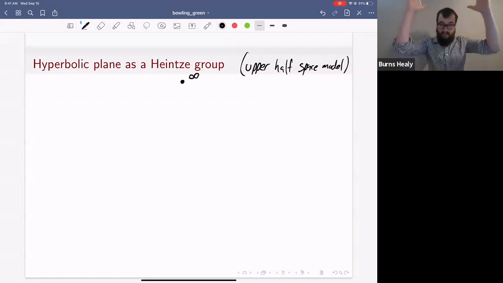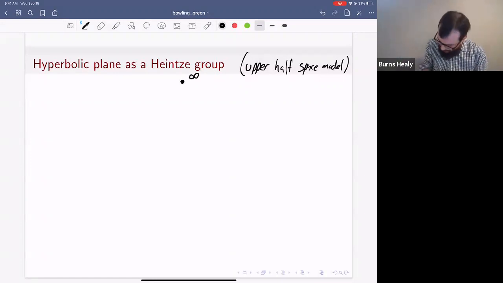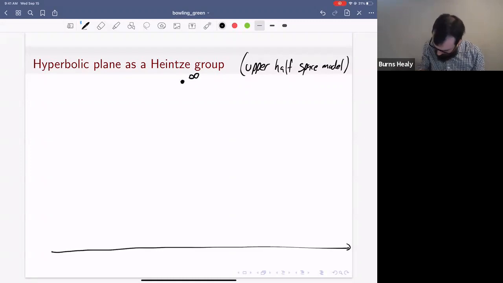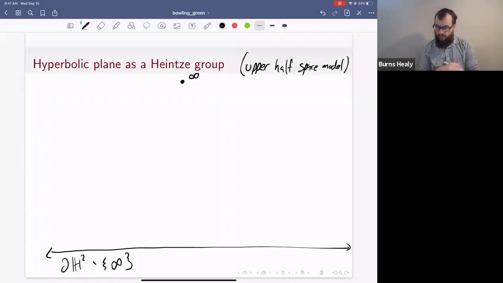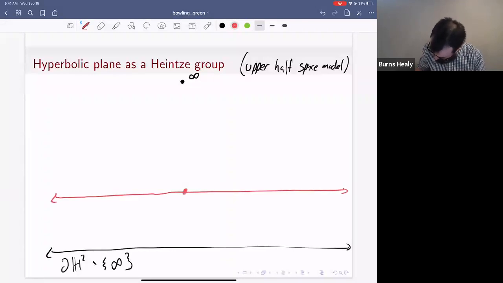I'm going to label the ideal point at the very top infinity. Then here is the remainder of the boundary, so this is the boundary of H2 without infinity. So here's our boundary of hyperbolic space, and I want to think of the coordinates that I get by looking at it as an upper half space. So I get these two R directions. Here's one R direction, and here's another R direction. I'm not talking metrically right now, I'm just talking topologically.